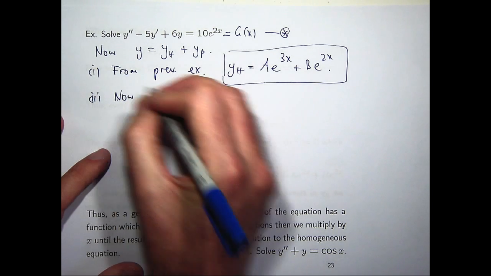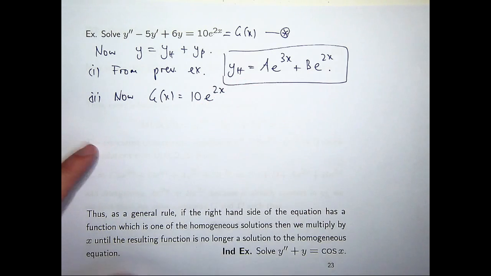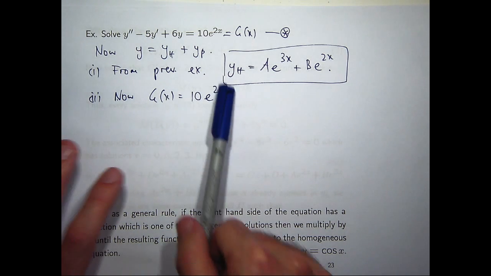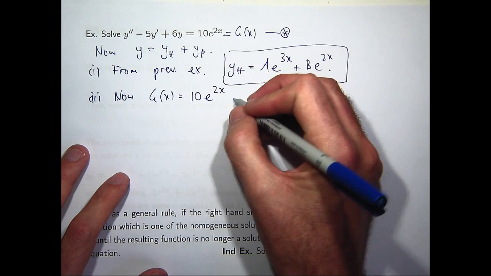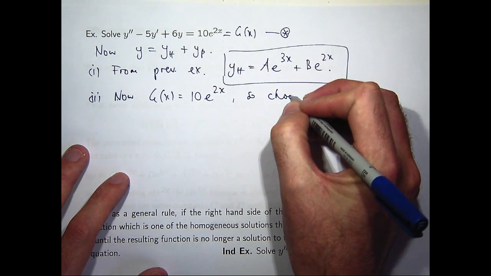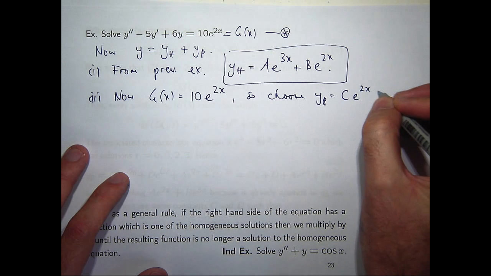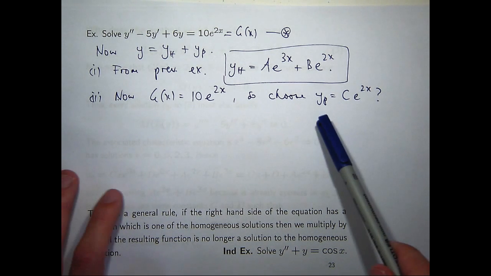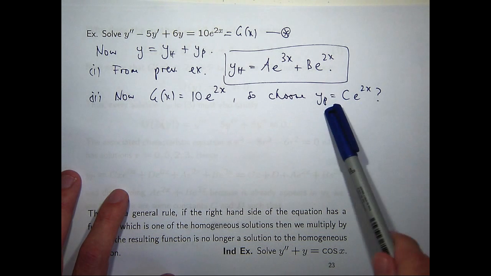Now, right-hand side is 10 times e to the 2x. Now, from what we looked at in the previous example, what would you expect a good choice for y sub p to be? Well, it'd be something like this, wouldn't it? If I'm going to construct a particular solution, wouldn't that be a good form?